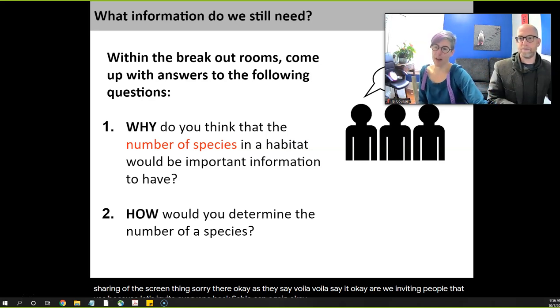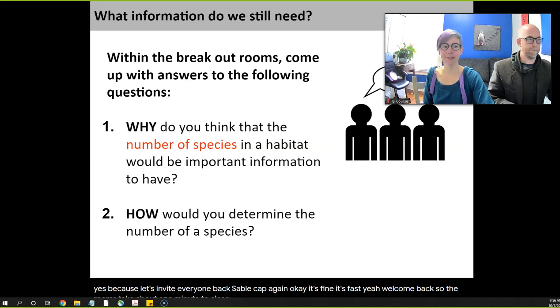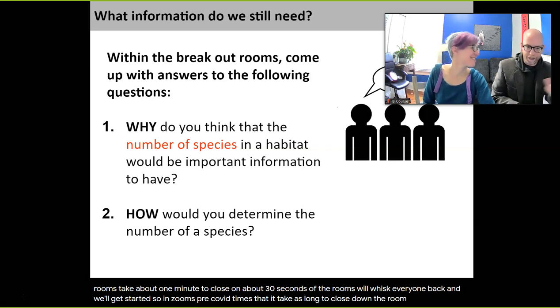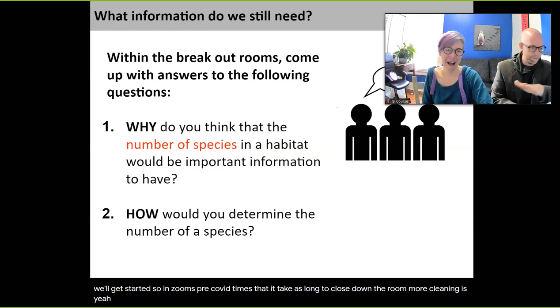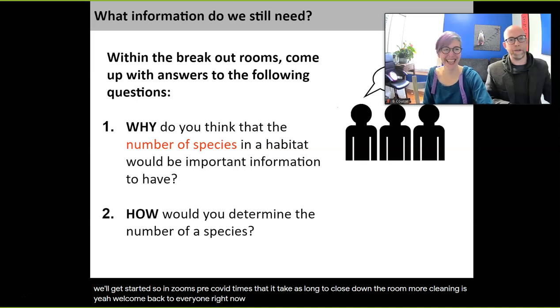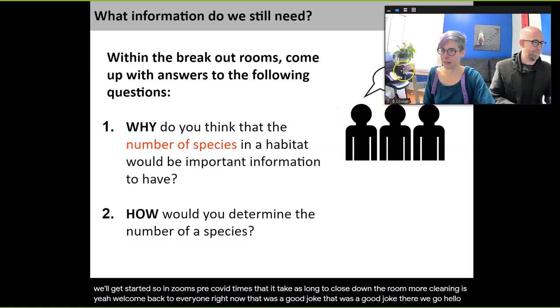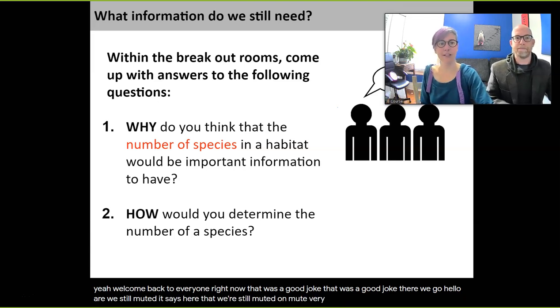Okay, so now we have to go through this, but it's fine, it's fast. Welcome back! The rooms take about a minute to close, so in about 30 seconds the rooms will whisk everyone back and we'll get started. In Zoom's pre-COVID times, did it take as long to close down the rooms? Or is it more like cleaning? You need a full minute. Welcome back to everyone. We're muted. Okay. That was a good joke. Hello. Are we still muted? It says here that we're still muted. Unmute. Very good. Hello. Welcome back.